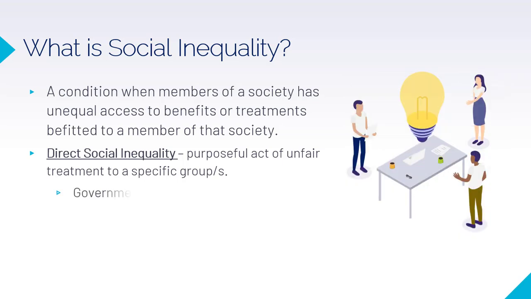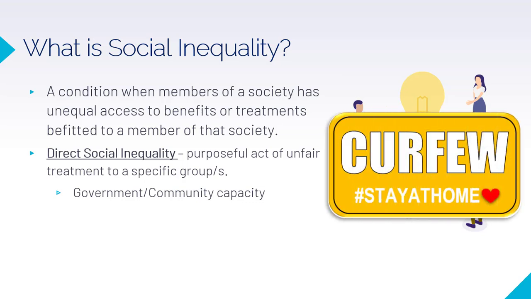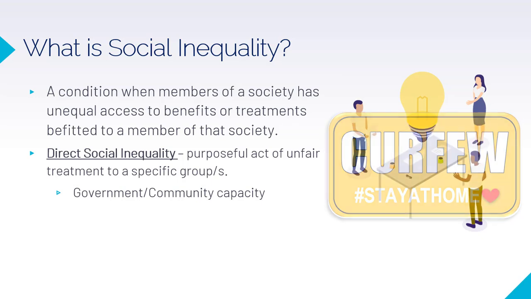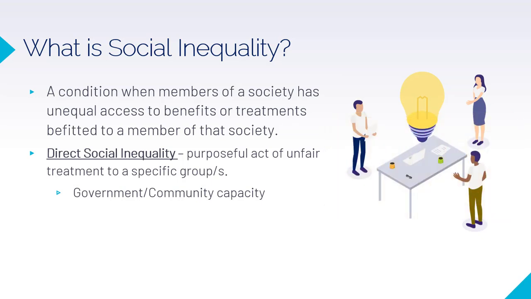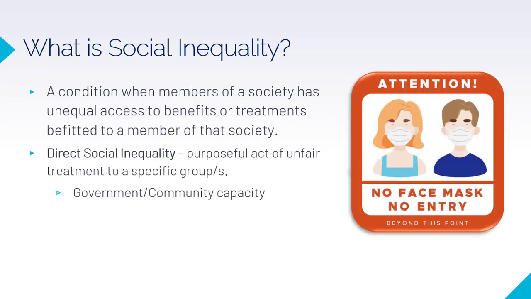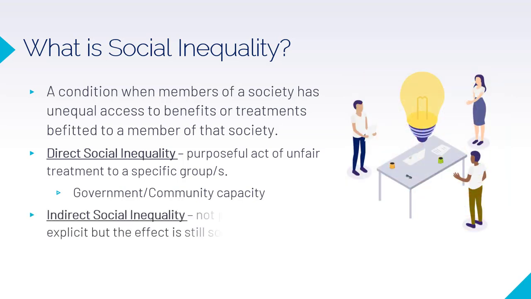Direct social inequality can be imposed by the government by giving out mandates. For example, during pandemic, the government imposed quarantine to specific areas or people. The community itself can also impose a direct social inequality. For example, at the height of pandemic, stores developed a policy to not serve clients that are not wearing face masks. Indirect social inequality is not purposeful nor explicit, but the effect is still social inequality.